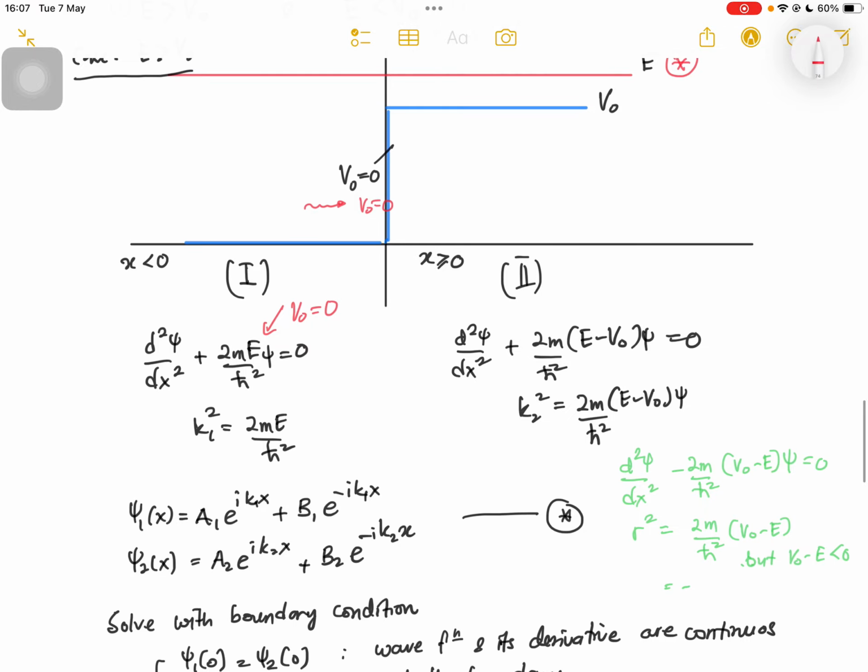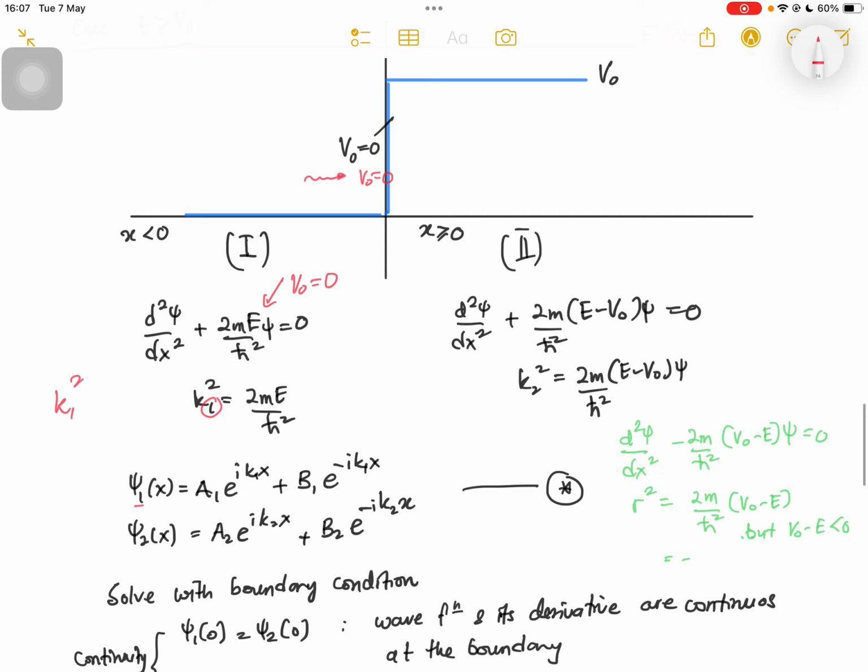Then I'm choosing K squared, because you are dealing with region 1, then I have psi 1. So I'm producing complex roots. So you have A1 e^(i k x) and B1 e^(-i k x). This one.